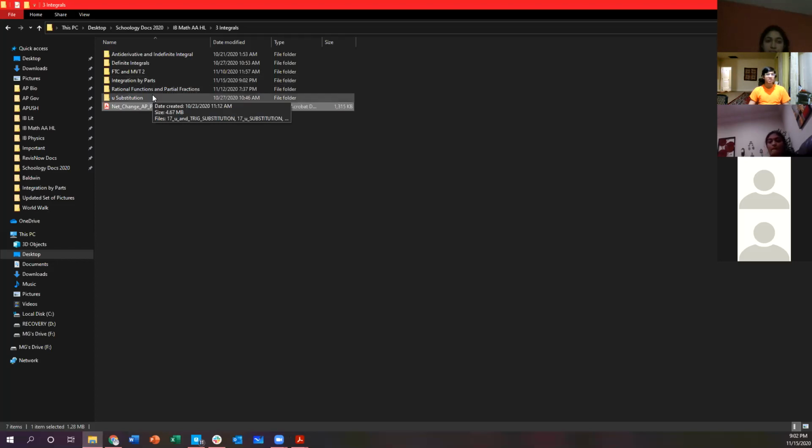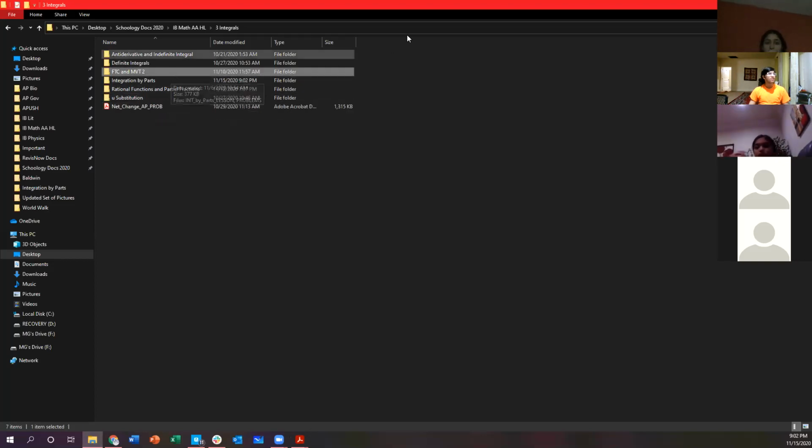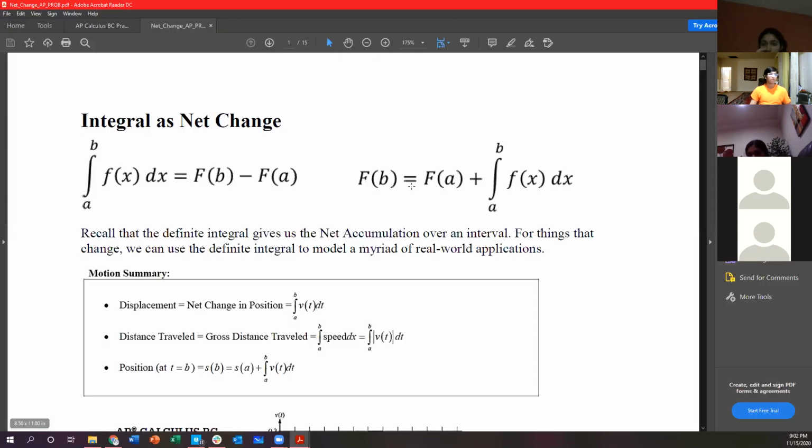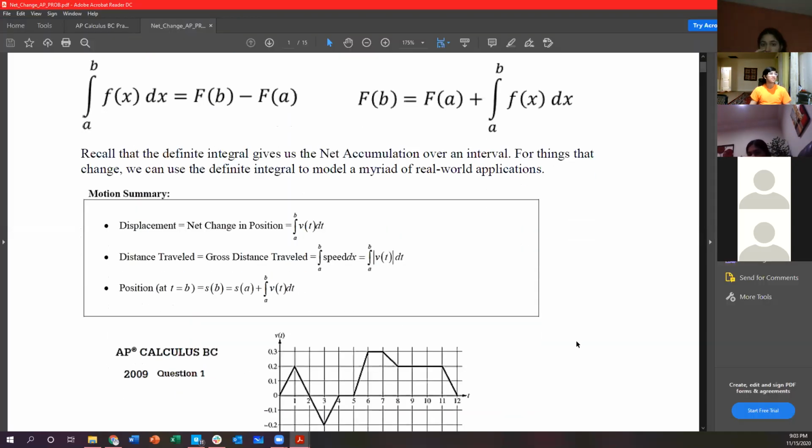Partial fractions is not going to be on the test, right? She said it won't be on the test, partial fractions. Yeah, I don't think it's gonna be on there. Okay. And then FTC and MVT is just something you'll do by word problem. So if you understand, yeah, this is FTC actually.